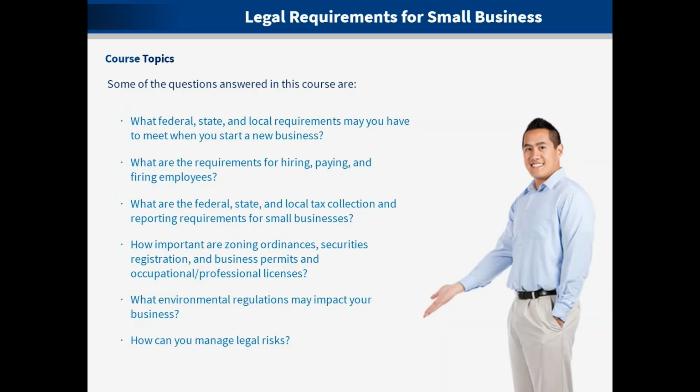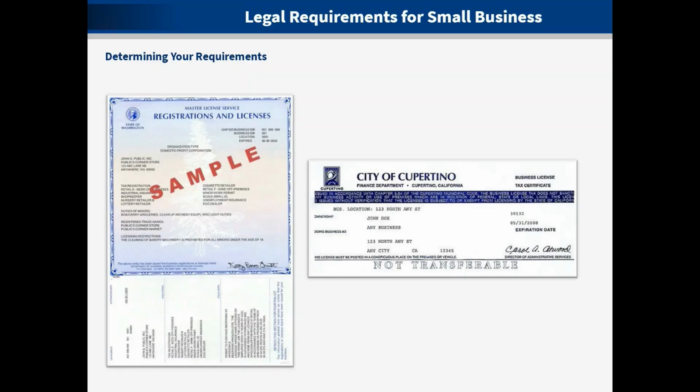Let's get started. To run your business legally, there are certain federal and state licenses and permits you will need to obtain. There may also be county, city, or other local licenses and permits as well. With so many variables affecting your business choice, the best way is to start by using your favorite search engine to help gather the information you need.